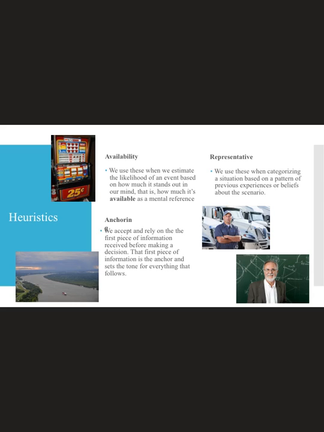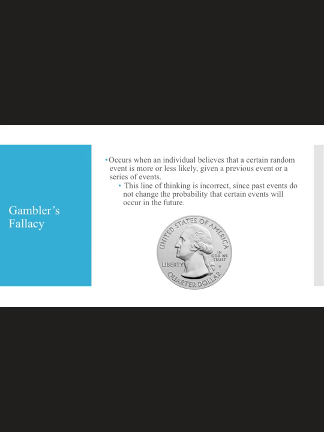So those are just your definitions. You will need to be able to differentiate between availability, representative, and anchoring heuristics. So just keep that in mind as we add this idea of gambler's fallacy to the mix. Gambler's fallacy occurs when an individual believes that a certain random event is more or less likely given a previous event or a series of events.